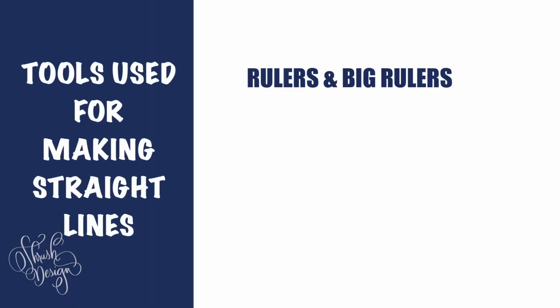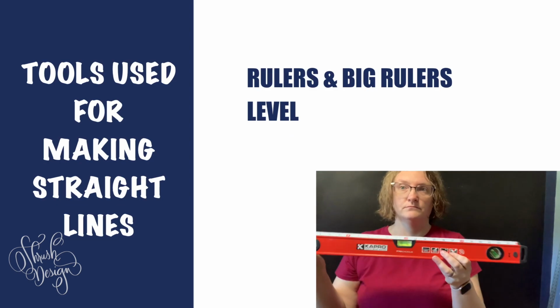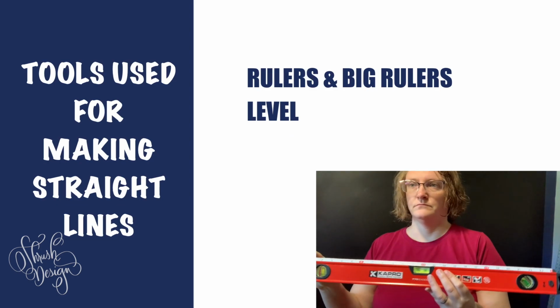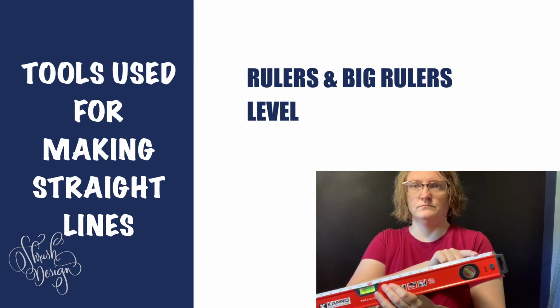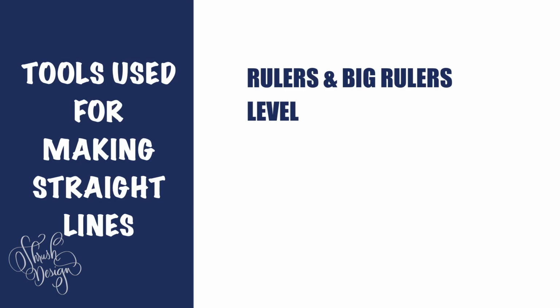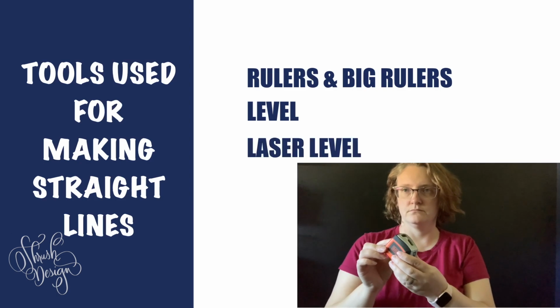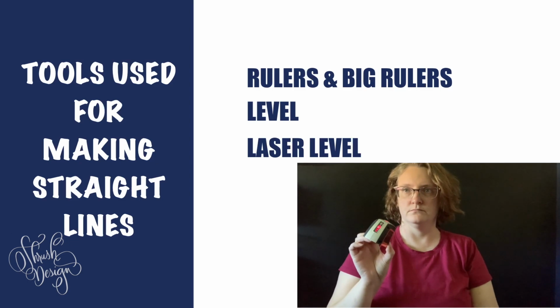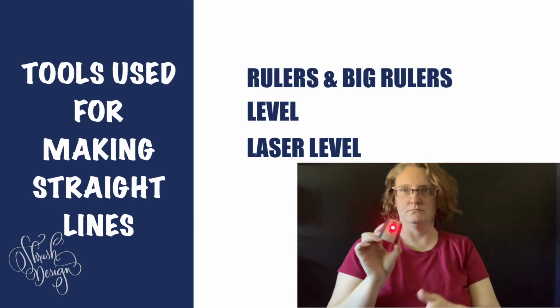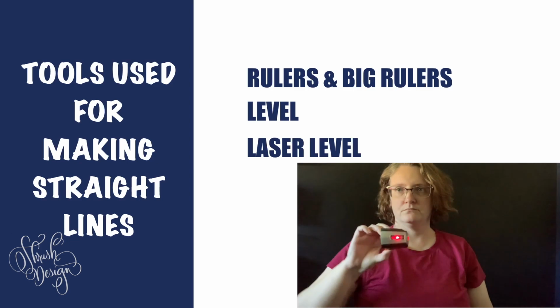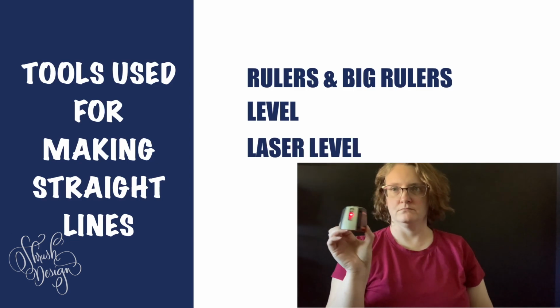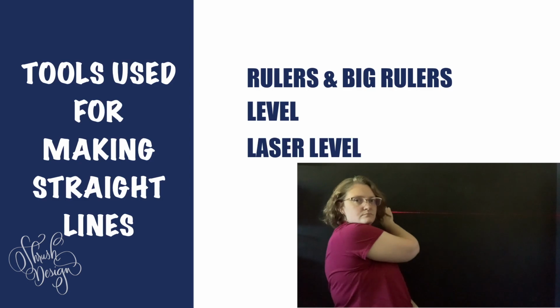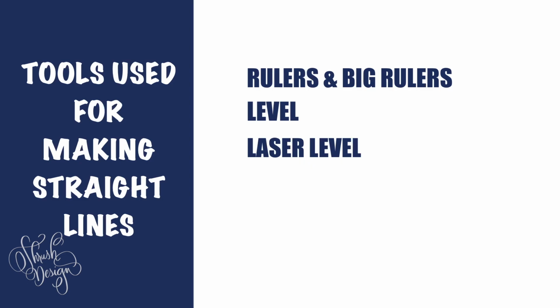The next category is tools used for making straight lines. So obviously rulers and big rulers, that's what we all think of when making straight lines. It can also help to get yourself a level. Even better if you can get one that has a ruler on the side of it like I do. Then you can use that one for measuring as well. But there's also another type of level you can use, a laser level. Now I'm talking about this small one that I have that you can use, especially when you're making a larger sign, because it's easy to lay it down on a table or the floor or something like that and have your laser level there as well to be able to project that straight line out onto your surface.